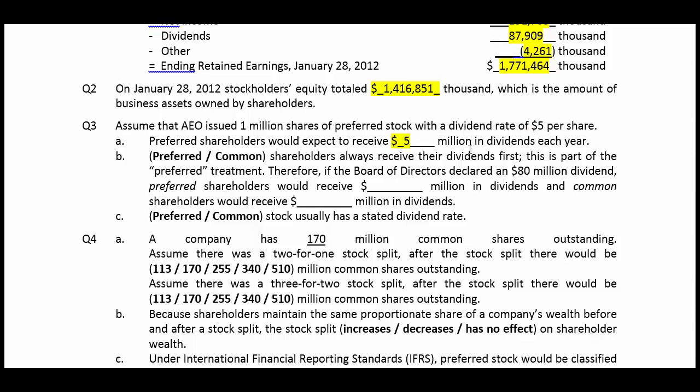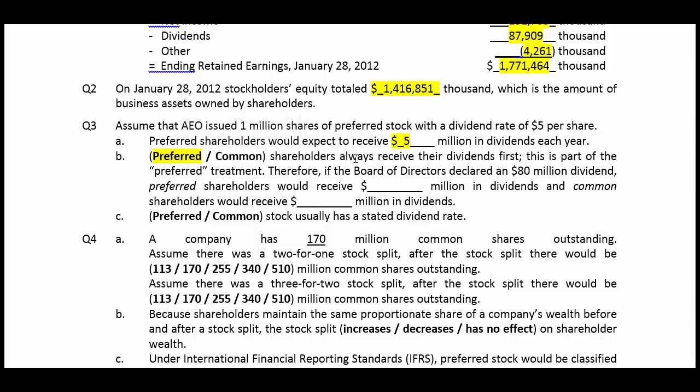Now, who receives dividends first, the preferred or the common? Preferred. It's not really that they receive it first; by the way, it said they get priority. But for our purposes we can just say they get it first. Preferred shareholders always receive their dividends first, i.e. they get priority. This is part of being preferred.